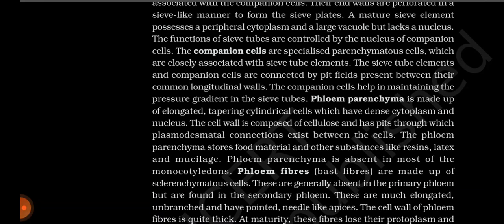Phloem parenchyma is made up of elongated, tapering cylindrical cells which have a dense cytoplasm and nucleus. The cell wall is composed of cellulose and has pits through which the plasmodesmatal connections exist between the cells. Phloem parenchyma stores food material and other substances like resin, latex, and mucilage. Phloem parenchyma is absent in most of the monocots.